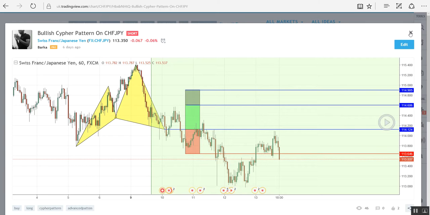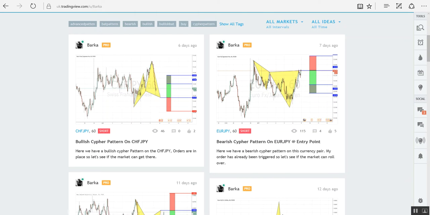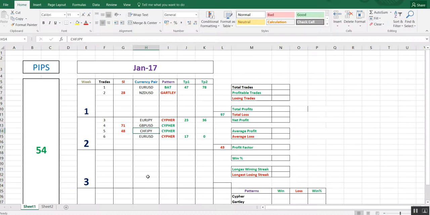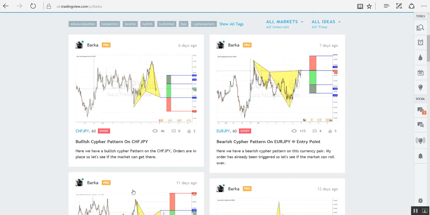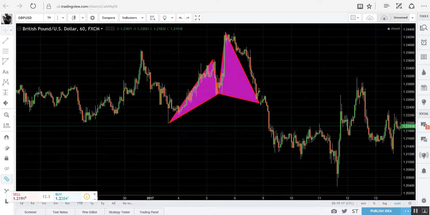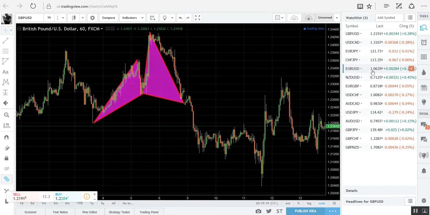It hurts, but it's part of trading again. So we took that loss, and I think it was a 48 pips loss on that one. Yeah, and then we moved on to the next one. Euro against the dollar. We had another bearish cipher pattern. This one only gave us the first target.